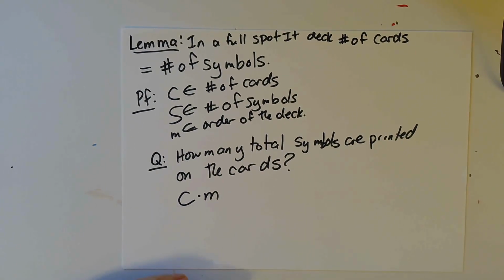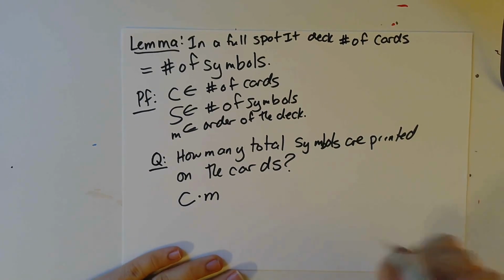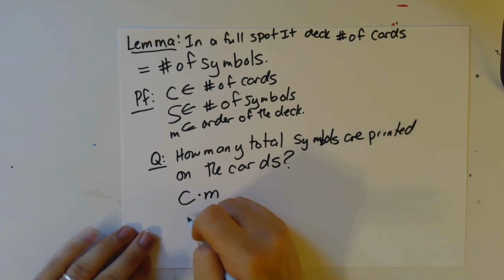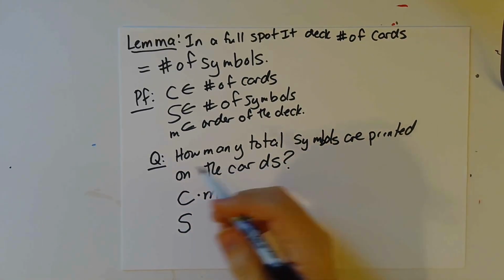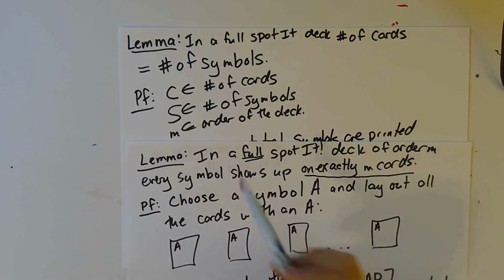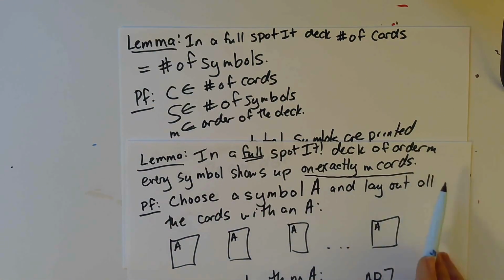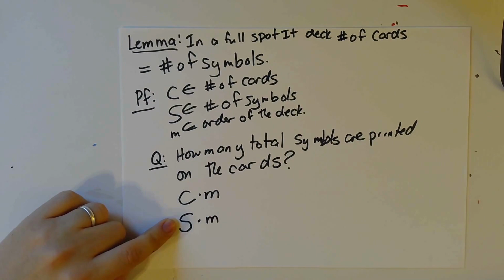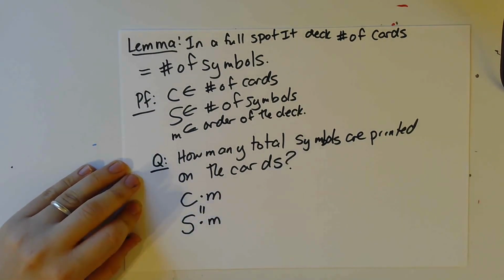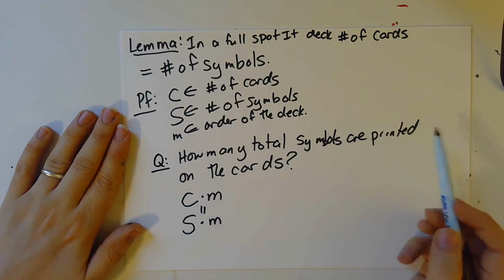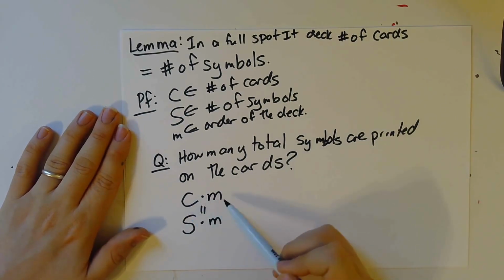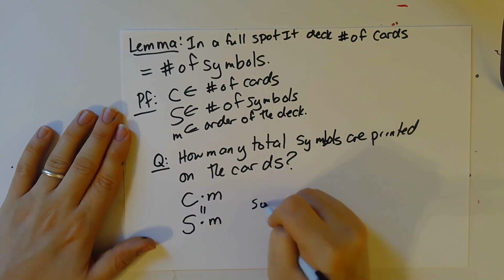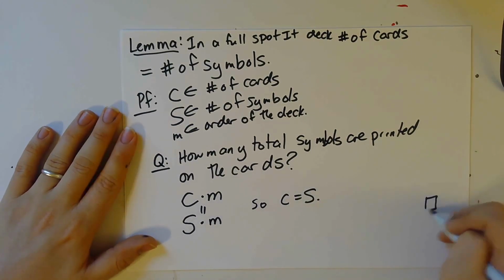On the other hand, instead of counting by card, we could count by symbol. And so another answer to this question is to say, well, for each symbol, in the last lemma, what did we say? Every symbol shows up on exactly M cards. So this number is also the number of symbols times M. So these 2 things are equal, because the number of total symbols that are printed on cards is both C times M and S times M. And so I can divide by M, so C equals S. And that proves this lemma.